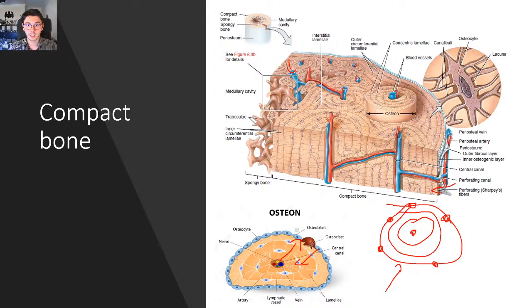And another key thing is that the osteocytes and osteoblasts build in the direction of the force. So let's say you're running, or let's say you're standing, they adapt based on the direction of the stress. So that's sort of the rundown on compact bone.